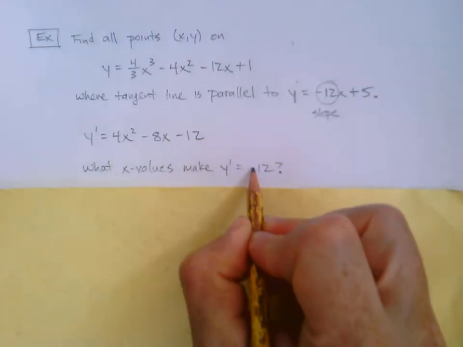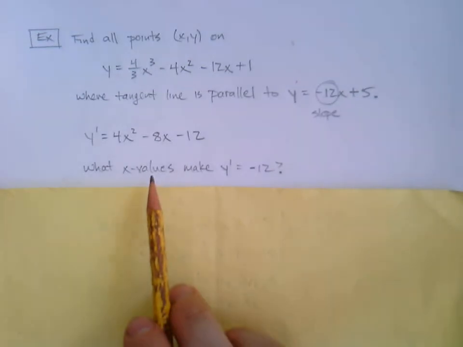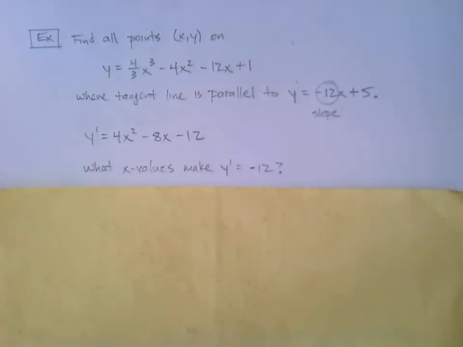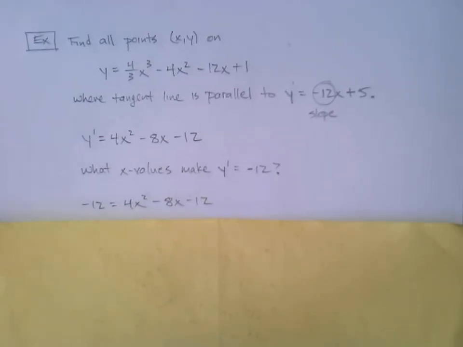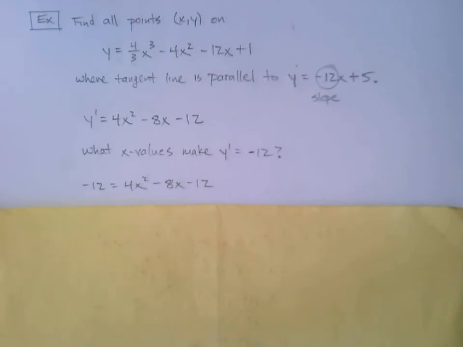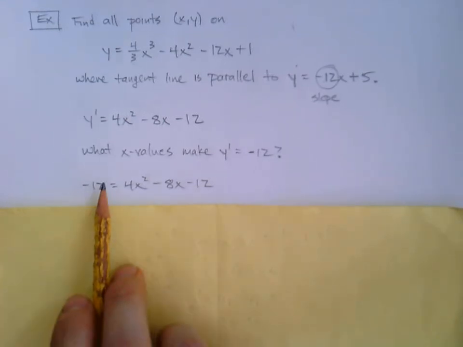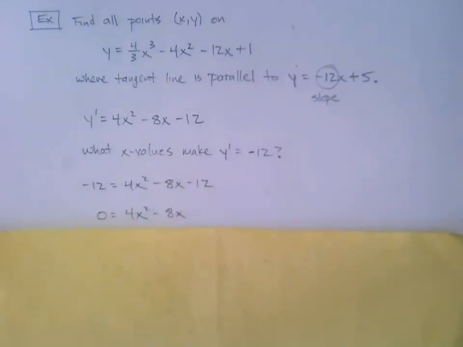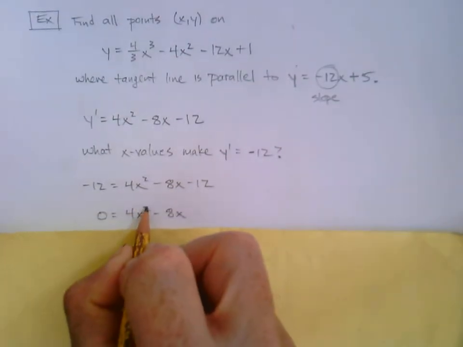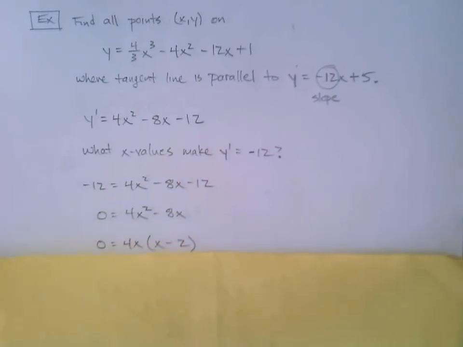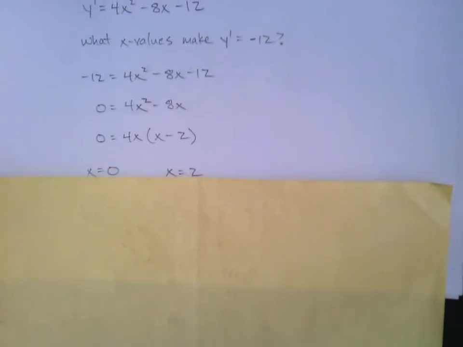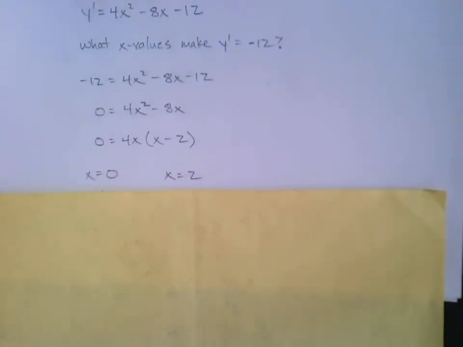Well, this won't be too difficult, at least to set up. What x values cause this to happen? Well, we're just going to put a negative 12 there and solve. Negative 12 equals 4x squared minus 8x minus 12. And this one turns out to be fairly simple, right? We can add 12 to both sides, set it equal to 0, do some factoring. Factor out 4x times x minus 2. Solve that, we've got x equals 0 and x equals 2.